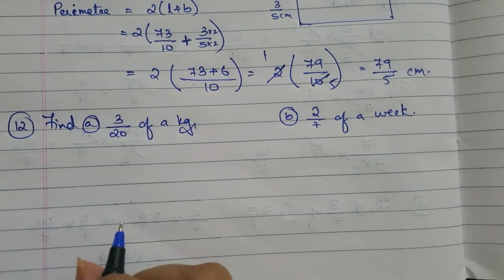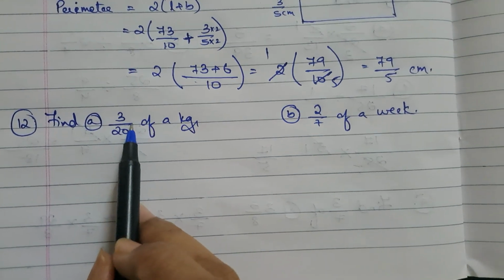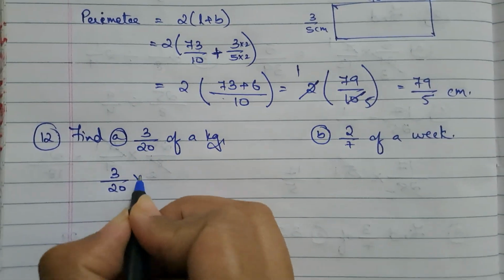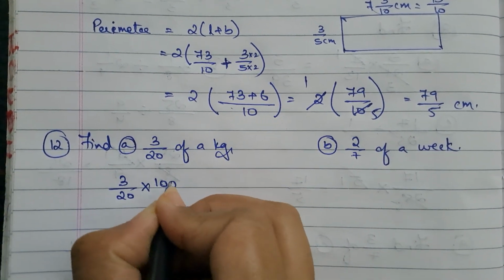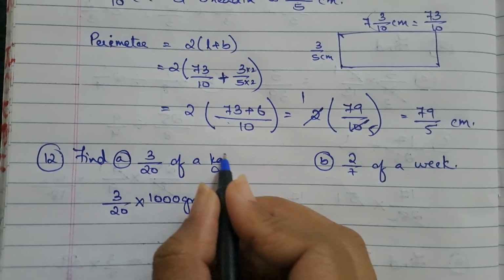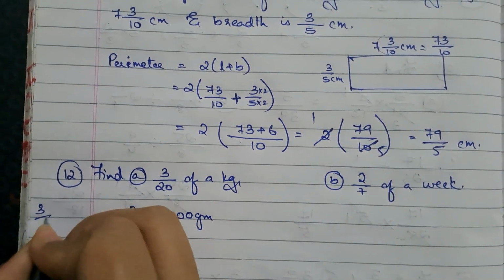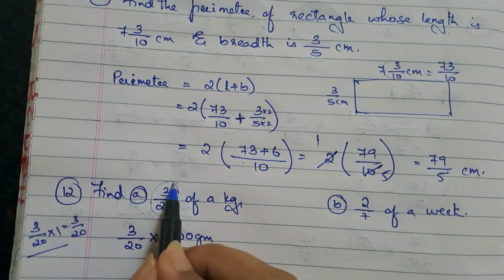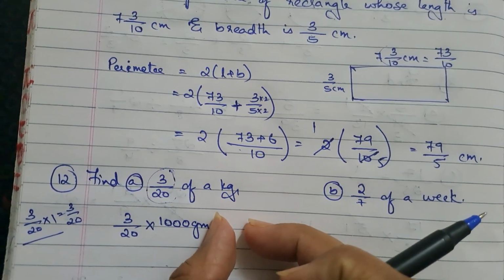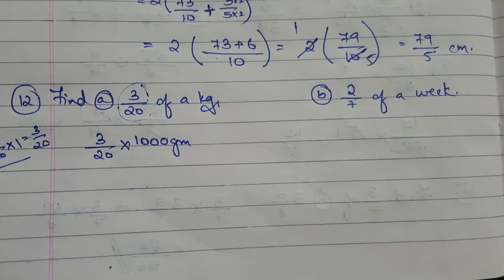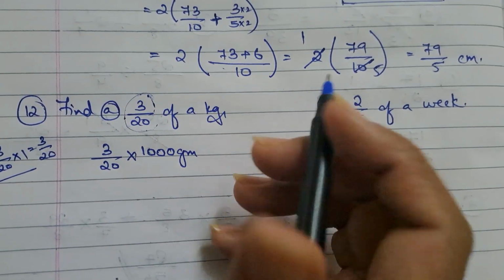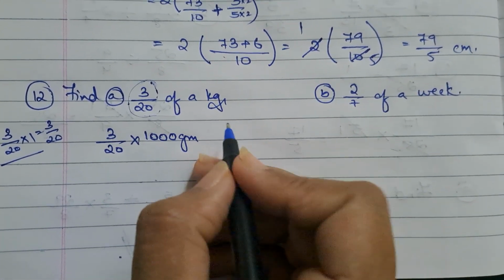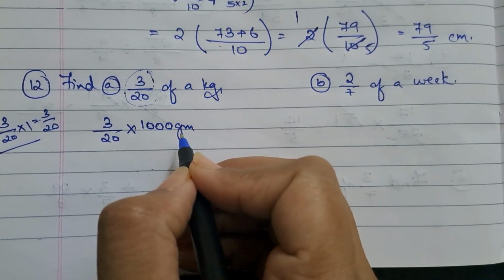Now let's go ahead with the 12th question. It says find A, which is given as 3 upon 20 of a kg. So 3 upon 20 kg of means multiplication. 1 kg is how much? 1000 grams. Okay, so if you keep this answer as 3 upon 20 times of 1, your answer will be 3 upon 20 only, right? 3 upon 20 means we are taking the smaller part of kg. So always you are going to take a smaller part out of it. Okay, so kgs turn into grams, and 1 kg is 1000 grams is what I'm going to take here.